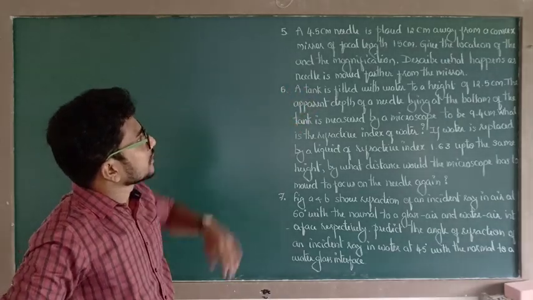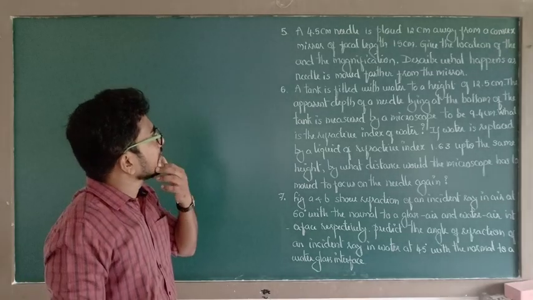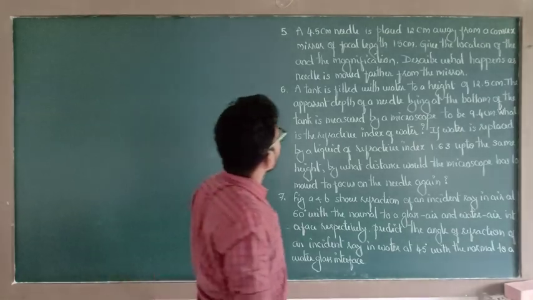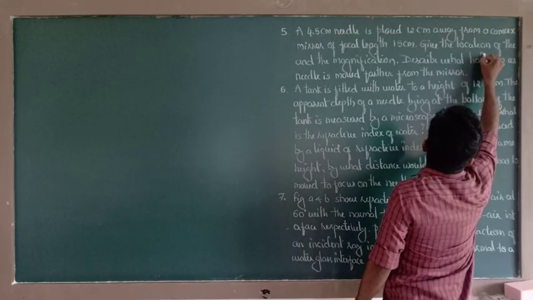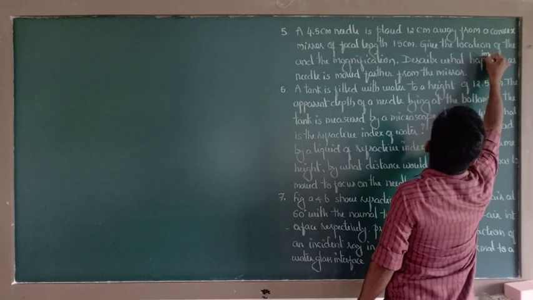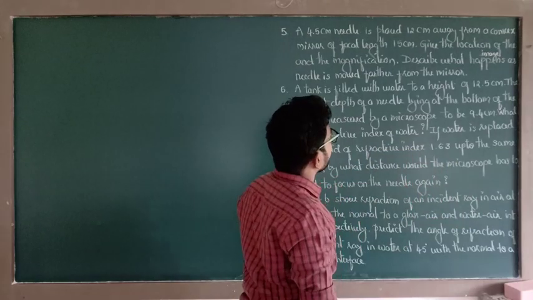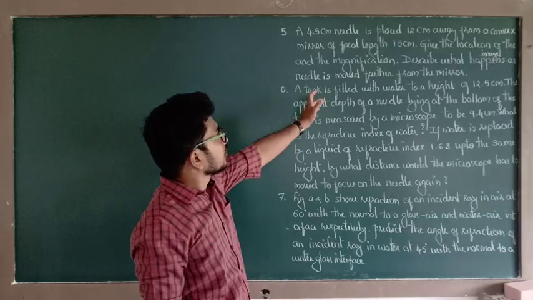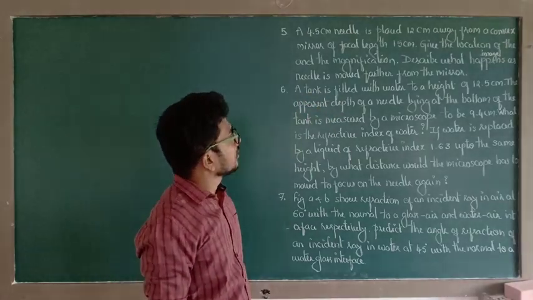With respect to a convex mirror of focal length 15 centimeter, give the location of the image and the magnification. Describe what happens as the needle is moved further from the mirror. So this is your question.